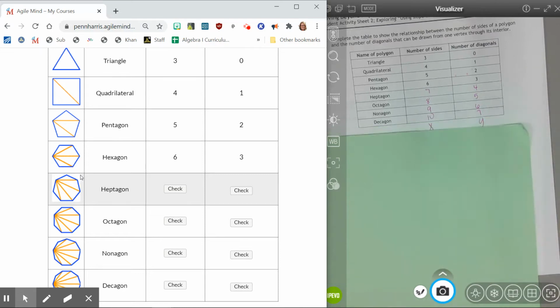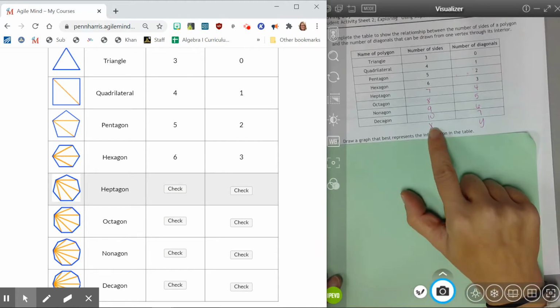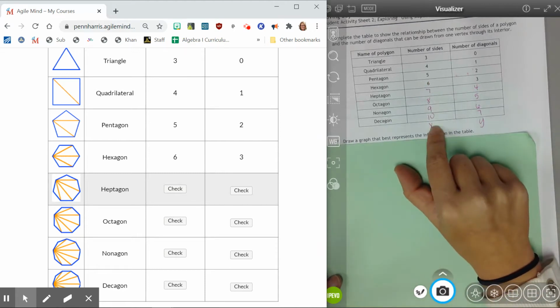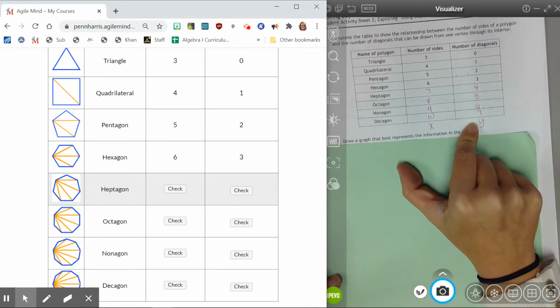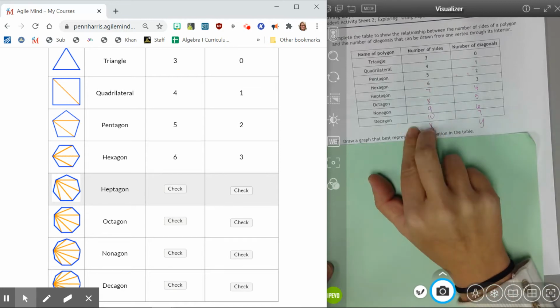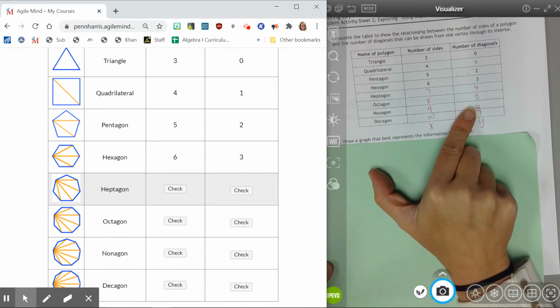Okay. And what I want us to remember through all of that is that these are going to be our X values. These are going to be our Y values. When we're making a table, X always comes before Y. It's just like in the alphabet, X, Y, Z. X always comes first.